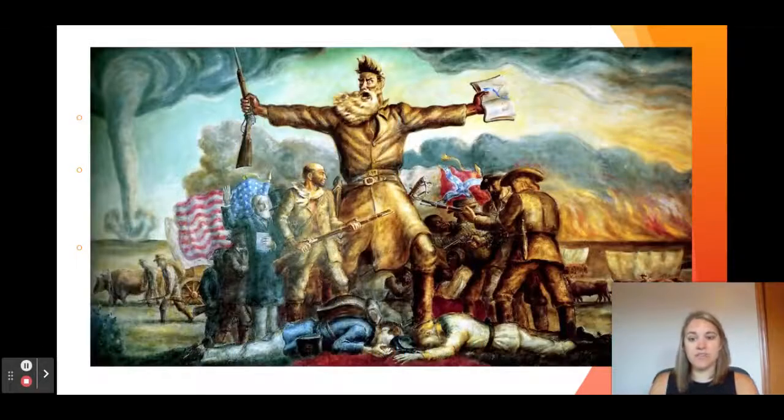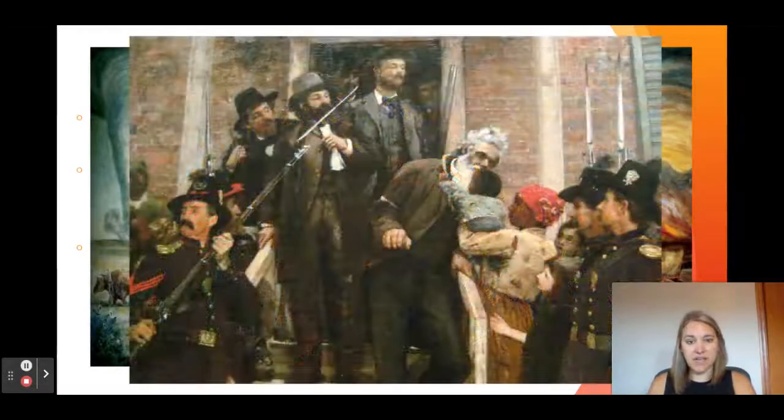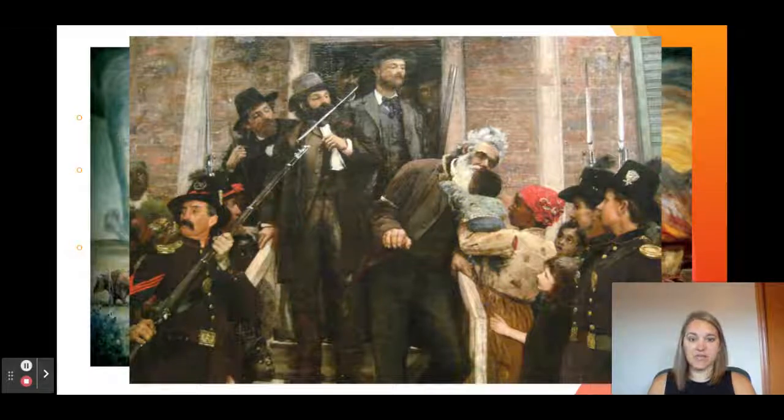So again, here is a typical image for you depicting John Brown as an insane person. But this one here is a more likely painting of what was happening. So here you see him looking very fatherly or very kind here in relation to the African-American baby that he is hugging or kissing.